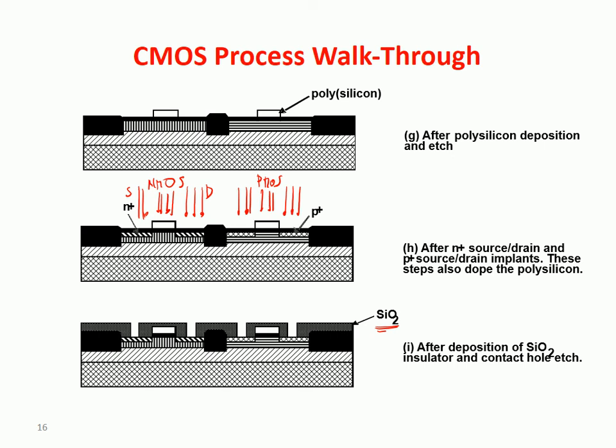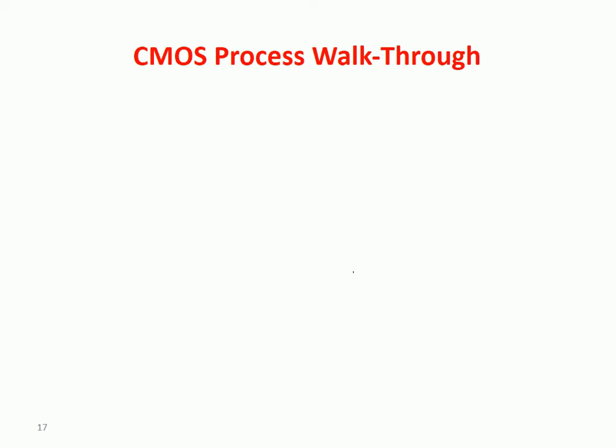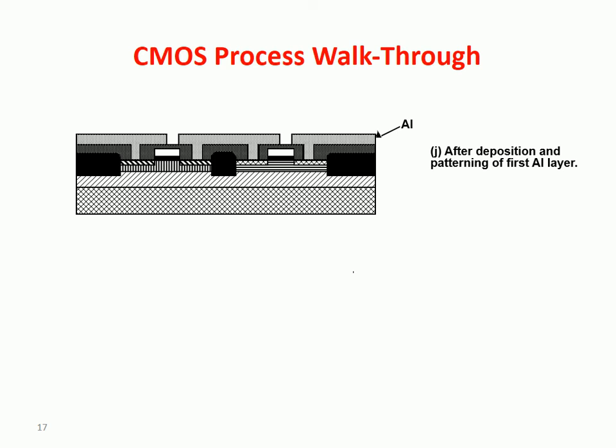Then looking at everything from the top, we only see silicon oxide and some holes in correspondence of the contacts of source and drain of all the MOSFETs. Okay. So we just need to deposit the metal after this. So we can deposit the metal on top, and then we basically have already the structure of the inverter that I showed you at the beginning.